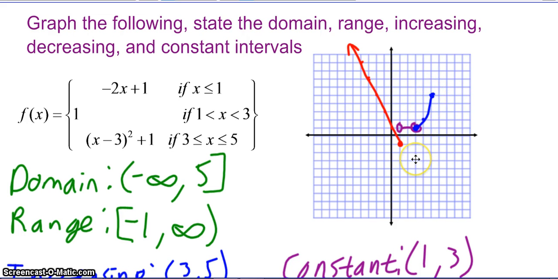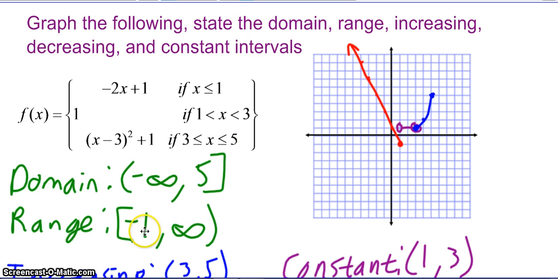So that's my graph. Now we want to talk about the domain. Well, domain is going to be negative infinity to 5, including 5. So how do we come up with that? Well, I know that this piece right here, the top piece, this line, is going off to negative infinity in the x direction because it's going to continue to go left forever. And then each piece of this domain connects to the next one, including that point, until I get to 5, including 5, and then I stop.